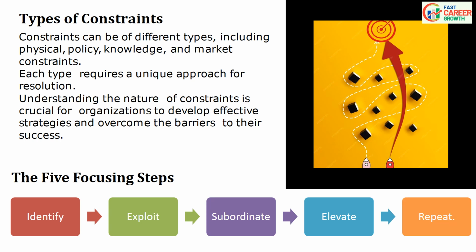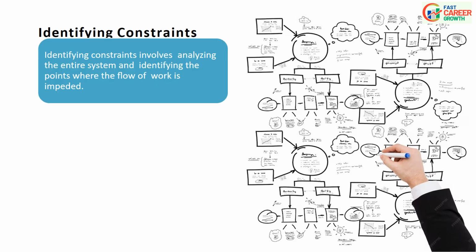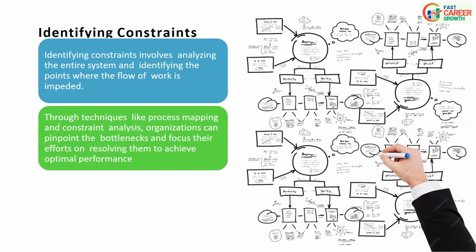Next is identifying constraints. Identifying constraints involves analyzing the entire system and identifying the points where the flow of work is impeded. Through techniques like process mapping and constraint analysis, organizations can pinpoint the bottlenecks and focus their efforts on resolving them to achieve optimal performance.